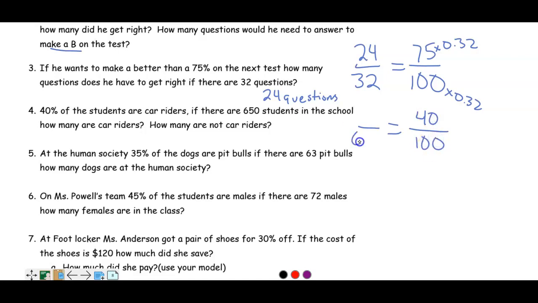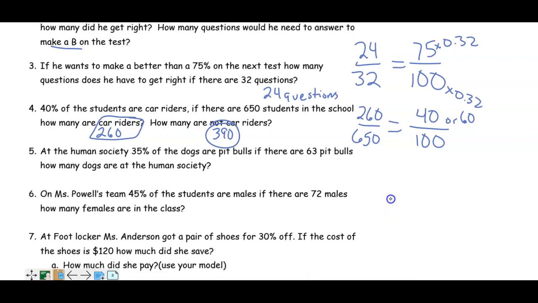The total students is 650, and we end up with 260. Right here, when we do the math, 260 are car riders. And how many are not car riders? Well, you could subtract that, or you can use 60% as well and get 390. And of course, you could subtract 650 minus 260 to get that. All right, let's keep going.